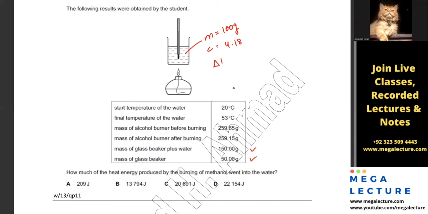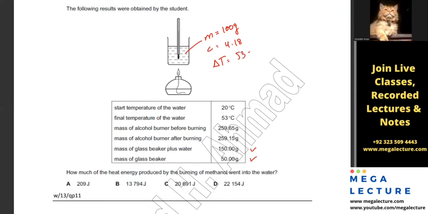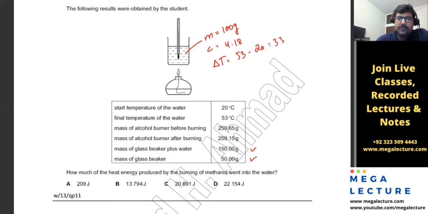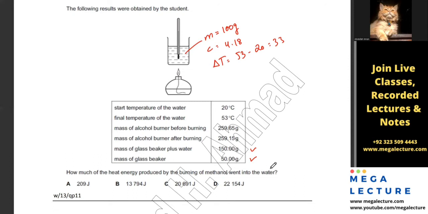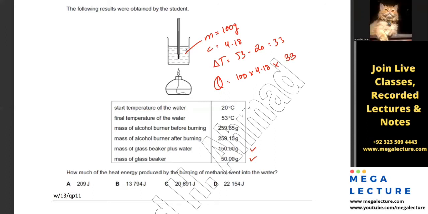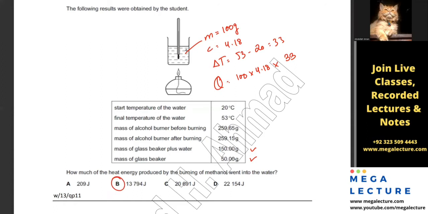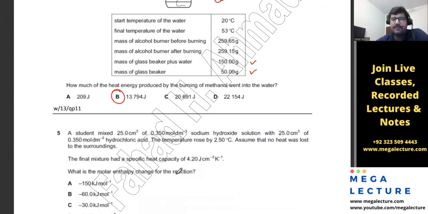What is delta T in this case? 33. That's 33, so 53 minus 20. And remember, you don't need the mass of the alcohol or anything because he's just asking how much of the energy went into the water. So you're just interested in what's happening over here, not what's going on over here. Okay? So Q is equal to MC delta T, that's 100 times 4.18 times 33. So what do we get? 13,794.